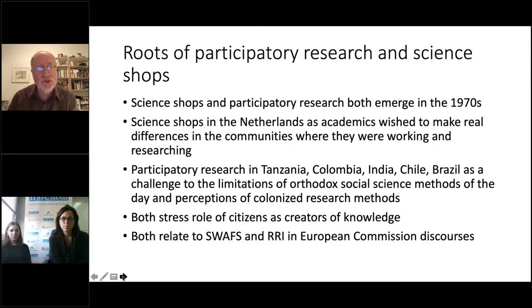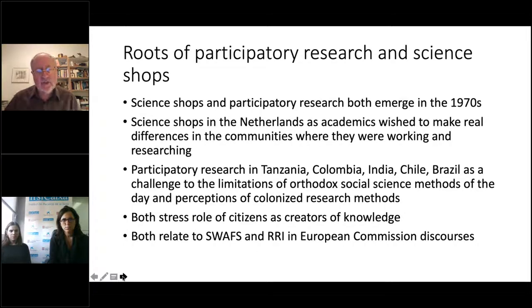Both participatory research and science shops emerge in the 1970s. And as I suppose all of you who are working in science shops know, they originated in Europe, in the Netherlands, as academics wished to make real differences in the communities where they're working and researching. Participatory research was first named in Tanzania in the early 1970s, 73, 74. But our early work was being done in Colombia by Orlando Fals Borda, in India by Rajesh Tandon, in Chile by Francisco Vio Grossi, Brazil by Paulo Freire and others.